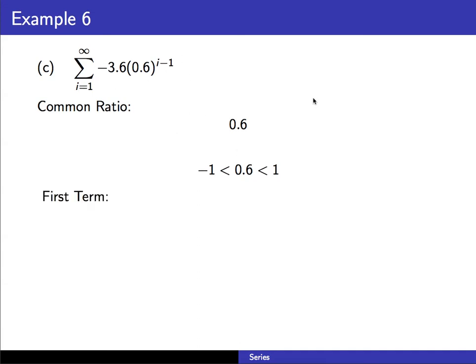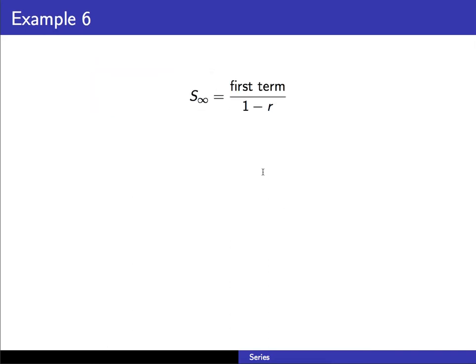To get that value, we need to find the first term by plugging in our lower limit of summation into our expression. So -3.6 times 0.6 to the 1 minus 1 power gives us a value of -3.6. So we take that first term of -3.6 divided by 1 minus our common ratio of 0.6, and we get -9.